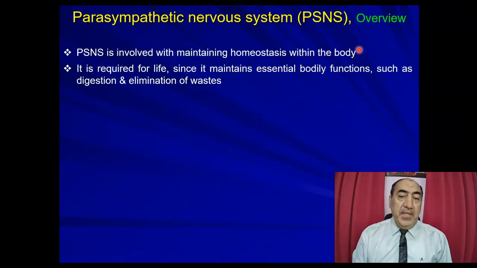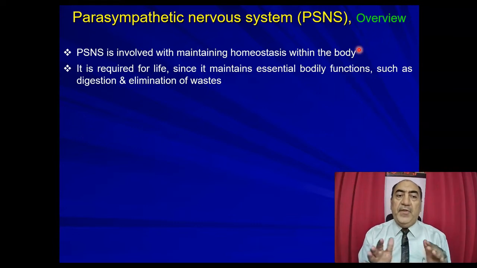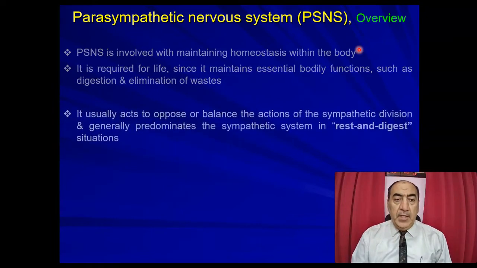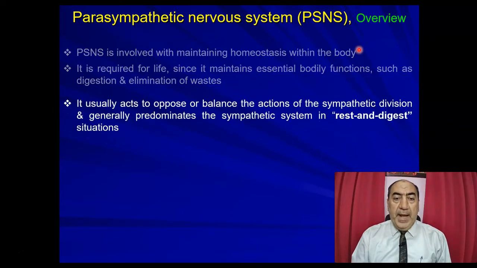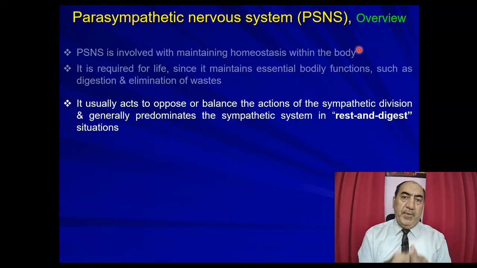So, the parasympathetic nervous system. This system maintains homeostasis within the body. It's required for life, essential for life. It maintains essential body functions such as digestion and elimination of waste products. It usually acts to oppose or balance the action of the sympathetic division. As we said, in the heart, the sympathetic nervous system increases heart rate, the parasympathetic nervous system decreases heart rate, this is one example.